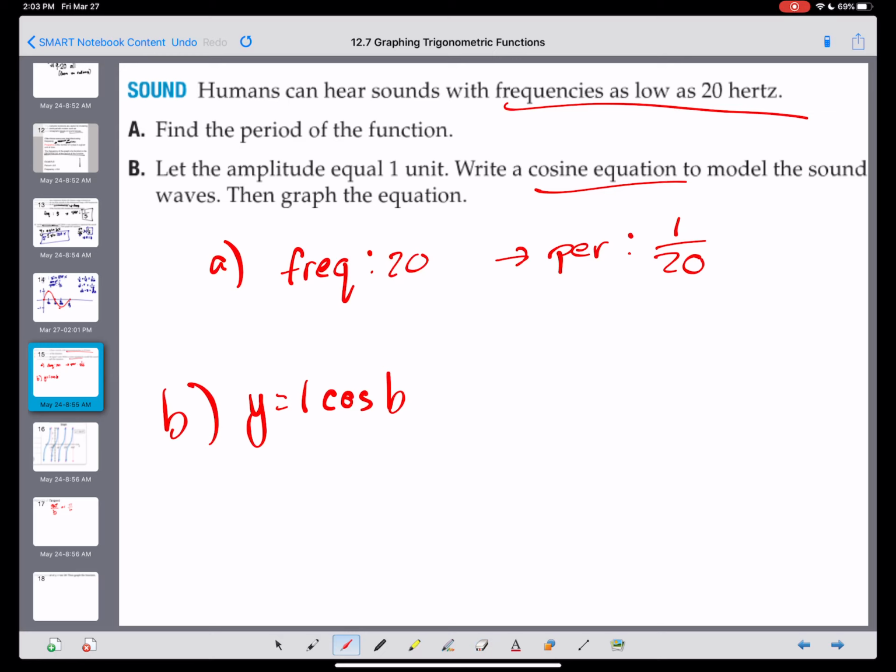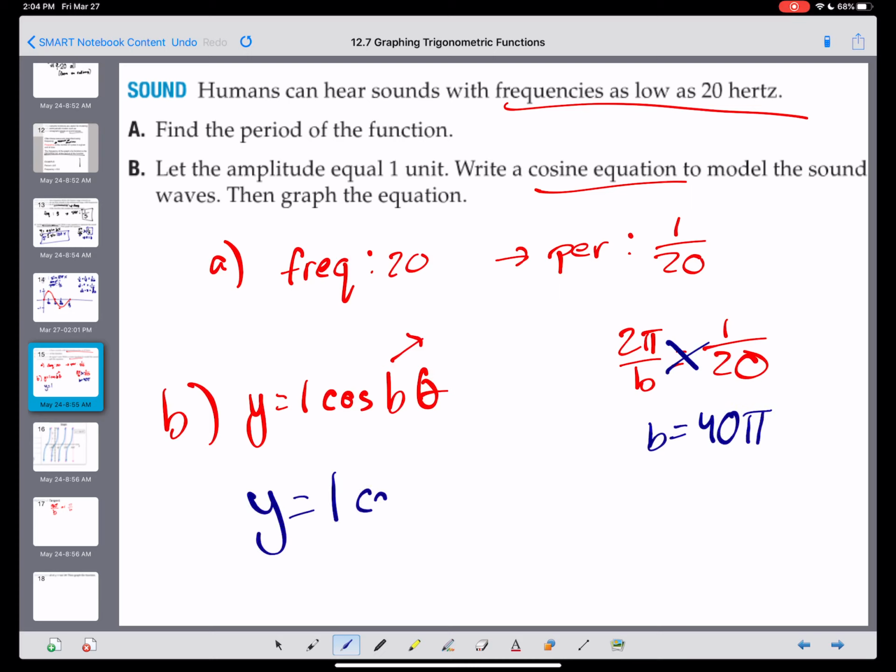It doesn't really matter whether I use x or theta. Sometimes I use x, sometimes I use theta. I want to solve for b. Remember, 2 pi over b is equal to 1 over 20. You want to cross multiply to get b is equal to 40 pi. So y equals 1 cosine 40 pi theta. And that would be my answer.